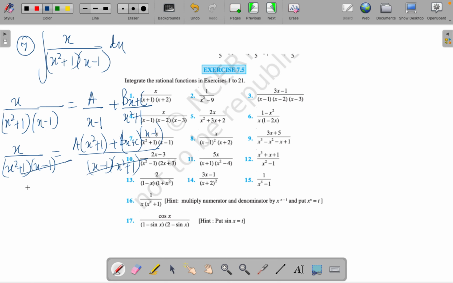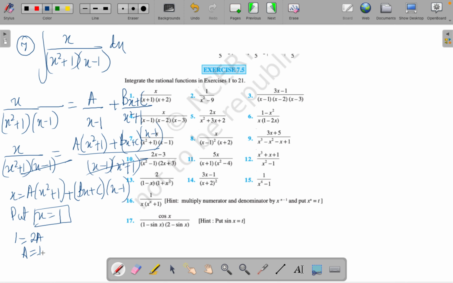Again, this and this gets cancelled. So the question is x = A(x² + 1) + (Bx + C)(x − 1), children. Now let's see how hit and trial will work here. Put x = 1. The first thing is clear to me: if I put x as 1, all of this will get cut, 0 into anything is 0. So we get 1 = 2A, that is A = 1/2.